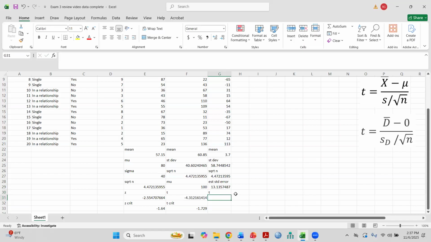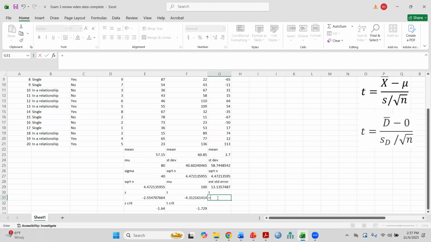The t-score is going to be the mean of the difference scores divided by estimated standard error. Or you could just do it piecewise, and you could say the mean of the difference scores divided by the standard deviation of the difference scores over square root of n. You can do it however you'd like, but you do have to know how to calculate estimated standard error if I ask you that question, right?